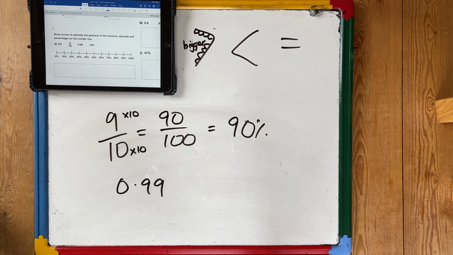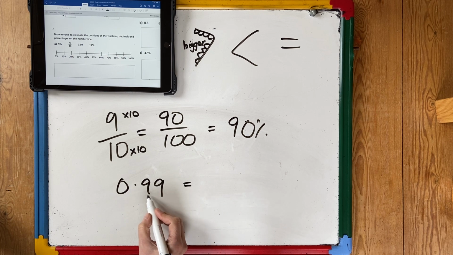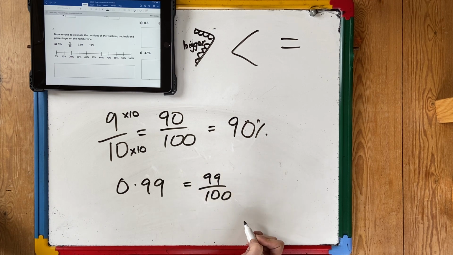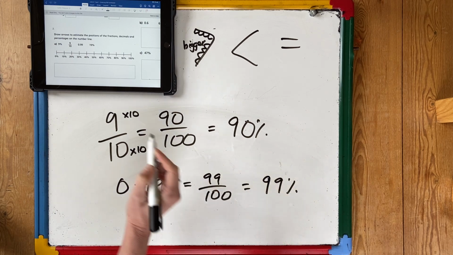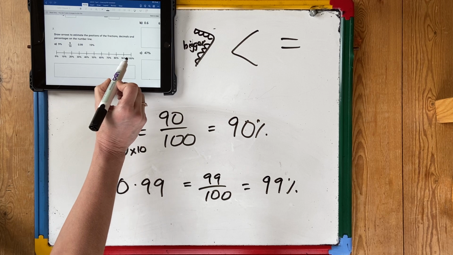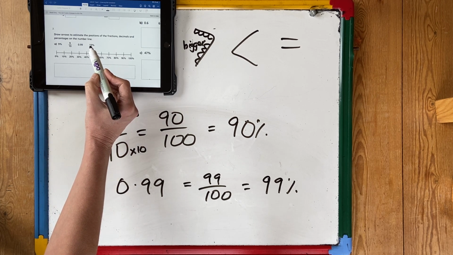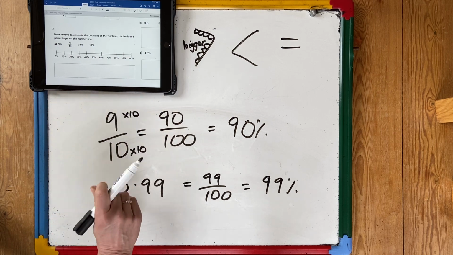0.99. What is 0.99 as a percentage? Well, 0.99 is 99 hundredths. 99 hundredths is the equivalent of 99%. So draw a line from 0.99 to just before 100%. And then 19%, you're going to draw a line just before the 20%. If you can't draw lines, write your answer in the box there.